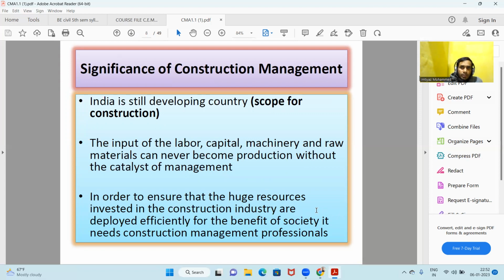Now, whenever we are investing a lot of money, investing labor, capital, machinery, and raw materials, and we do not know how to manage or plan, then the cost of the project increases. It becomes really crucial to manage all the resources. So, in order to ensure that the huge resources invested in the construction industry are deployed efficiently for the benefit of society, we require construction management professionals.